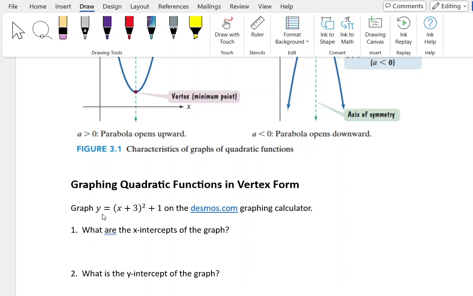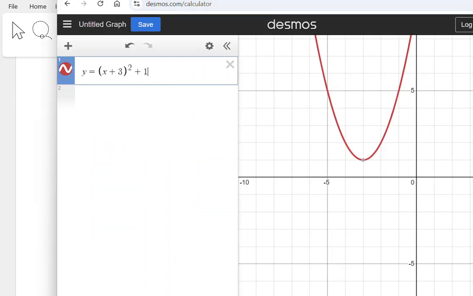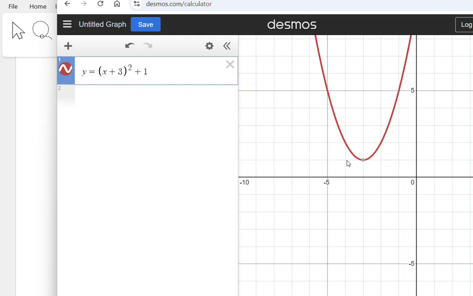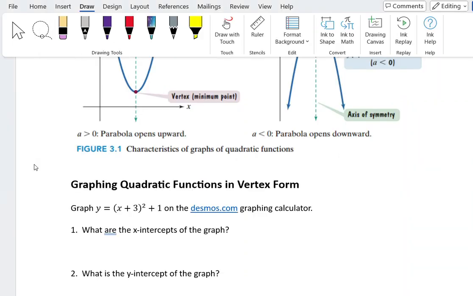So we have this function, y equals (x plus 3) squared plus 1, that we're going to graph on the Desmos graphing calculator. So here's my graph. The first question is, what are the x-intercepts of the graph? Well, I can see from looking at the graph that the graph does not cross the x-axis. So there are no x-intercepts for this graph.